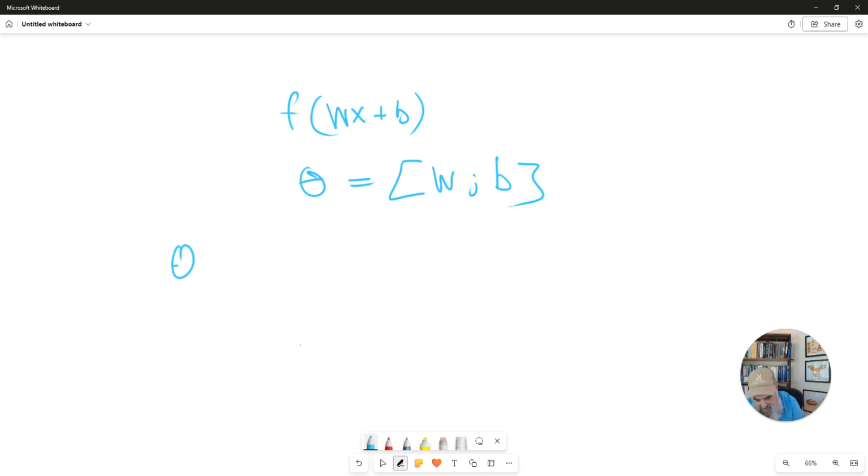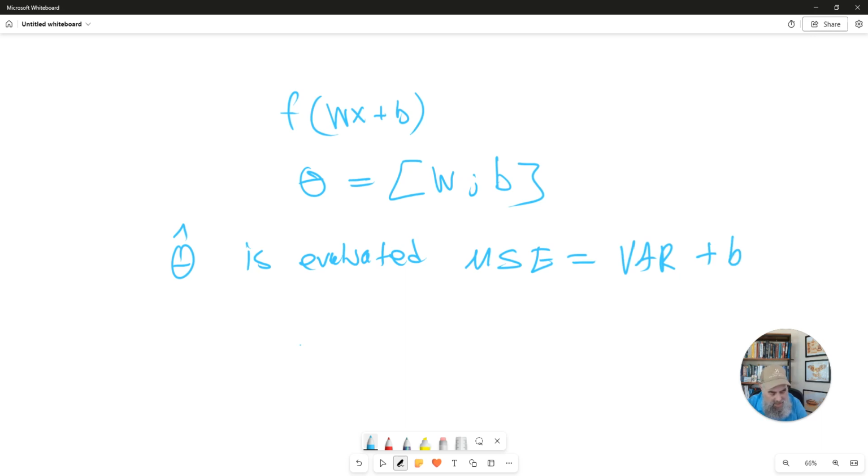Any estimator, let's call it theta hat, is evaluated using mean squared error, and apparently we can show that the mean squared error of any estimator is the variance of the estimator plus the bias of the estimator squared. And so this is the trade-off between the bias and the variance.